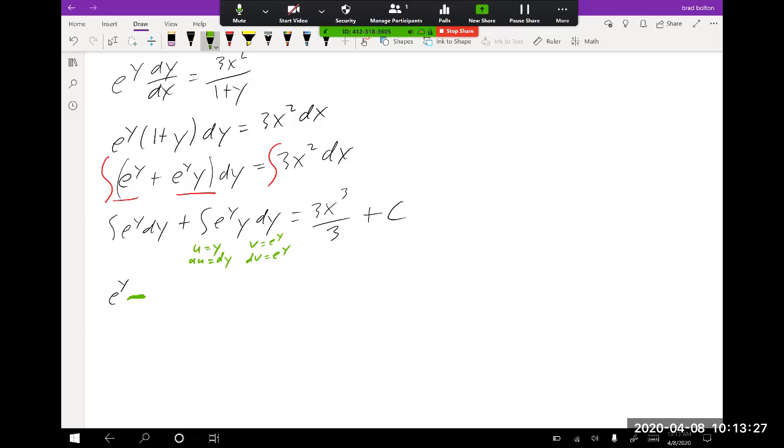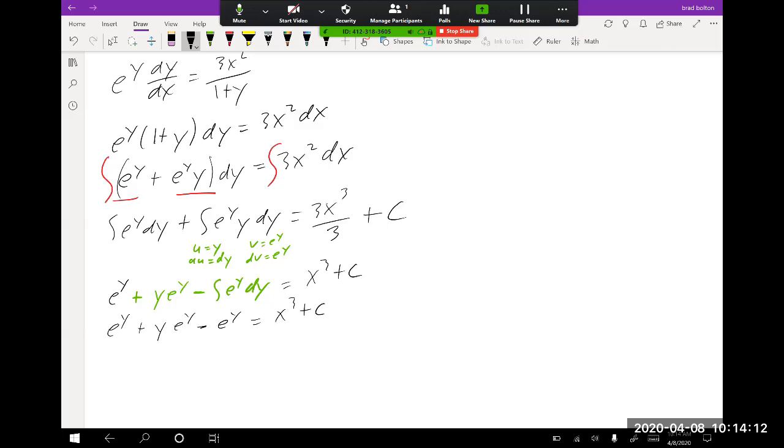So u times v would be y e to the y. Wait a minute, this is a plus sign. Sorry about that. Minus the integral of v du. So that would be e to the y dy. And then we know that this equals x cubed plus c. So now we have e to the y plus y e to the y minus e to the y is equal to x cubed plus c.